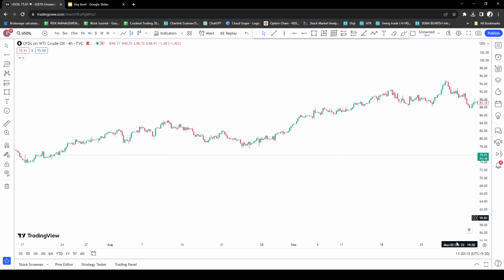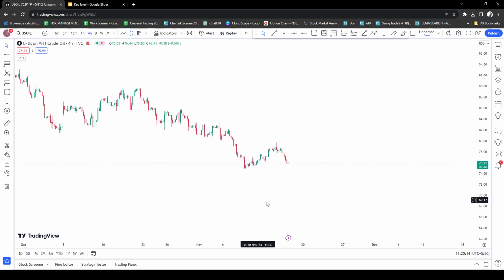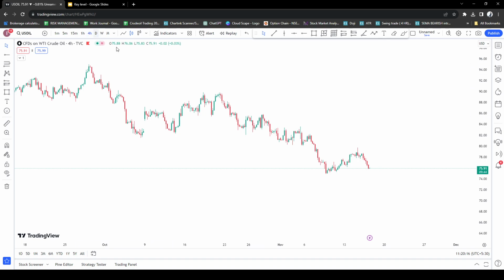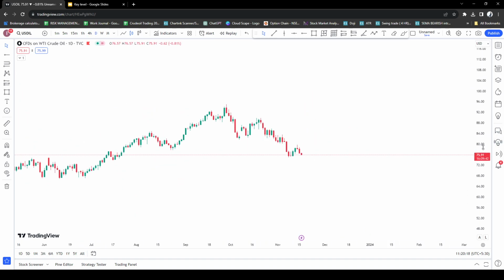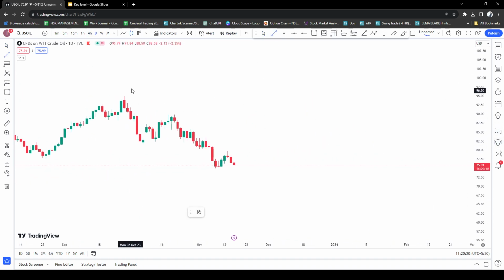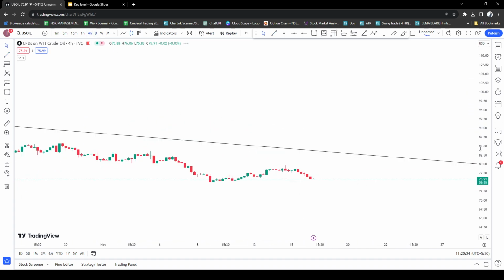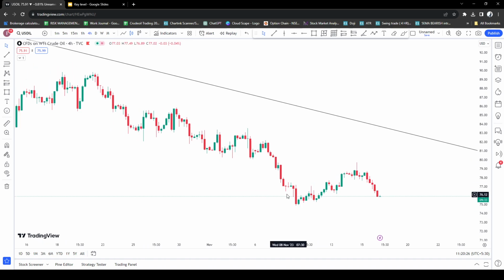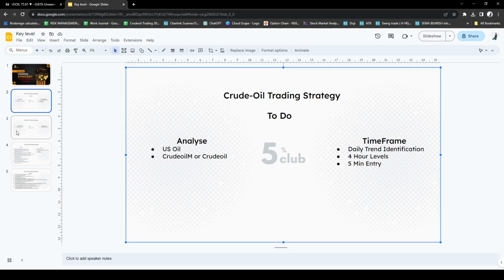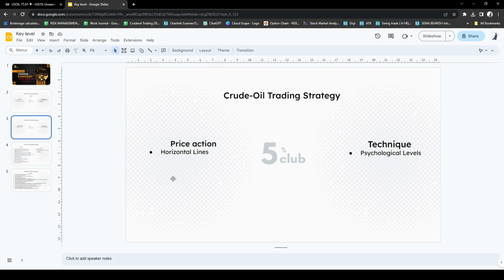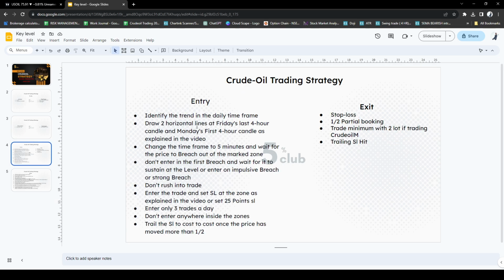Let me go to a random place and show you guys. So this is 4 hour time. No, this is daily. First daily, it's a downtrend. Daily is in downtrend, so just for a visual aid, I'm drawing this downtrend. Now let's go to 4 hours. Next we have to mark price action, horizontal levels, technical and psychological levels. We have to identify the trend in the daily time frame, and we already did. It's a downtrend.